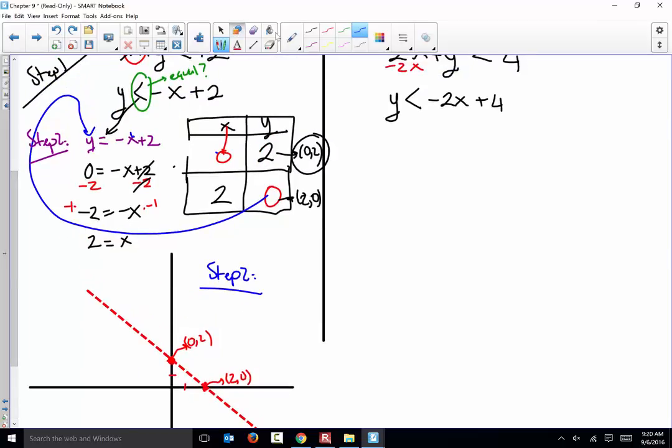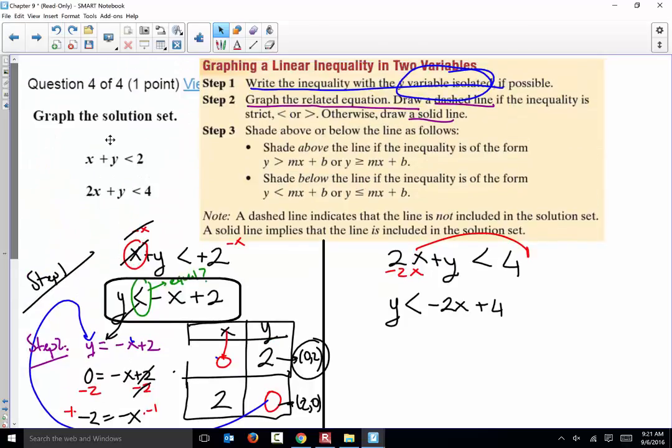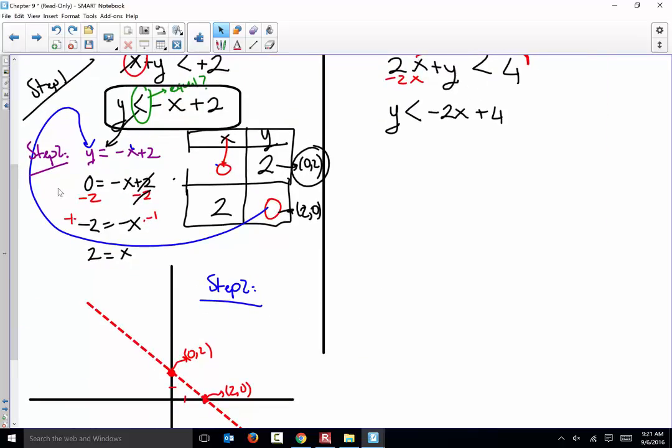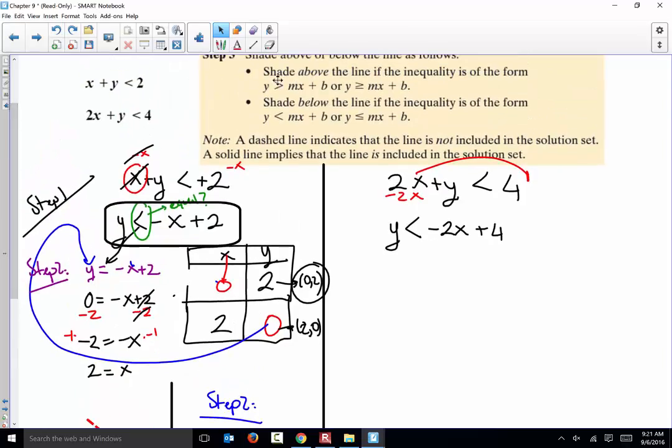And I will frame this so you need to use this inequality, not the original one given. Don't use this one. Always stick to this to make a decision. What kind of decision? You shade above the line if the direction of the inequality is pointing towards the y value. If it is pointing towards x values, you're shading under, below the line.